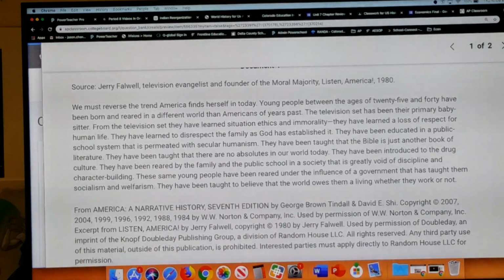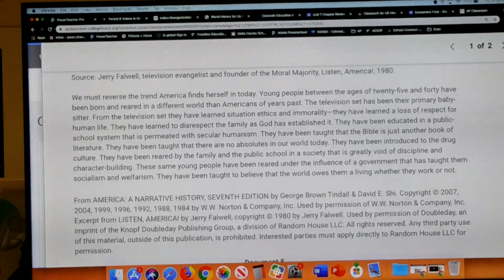Document 4, Jerry Falwell, televangelist, founder of the Moral Majority. His son runs a university, is it Liberty? It might be Liberty University at this point. He's given his reasons for it.